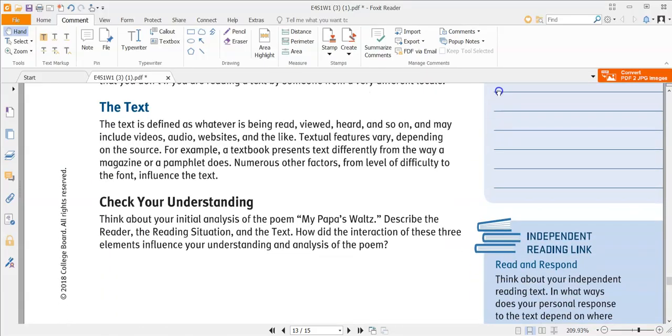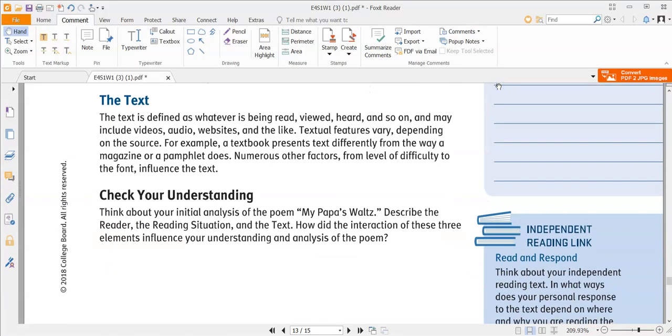Then the text. The text is defined as whatever is being read, viewed, heard, and so on. It may include videos, audio, websites, and the like. Textual features vary depending on the source. For example, a textbook presents text differently from the way a magazine or pamphlet does. Numerous other factors, from level of difficulty to the font, influence the text.